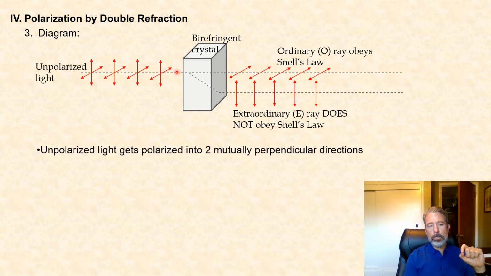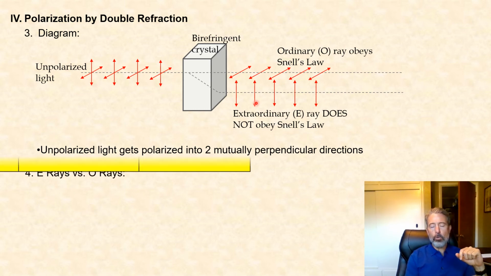So the end result is that unpolarized light gets polarized into two mutually perpendicular directions. In a sense, we have this unpolarized beam which really creates two polarized beams. Notice that one beam is polarized in one direction. The other beam, which also represents polarized light, is polarized in a direction that is perpendicular to the first beam. In other words, the extraordinary ray has a polarization direction which is perpendicular to that of the ordinary ray.